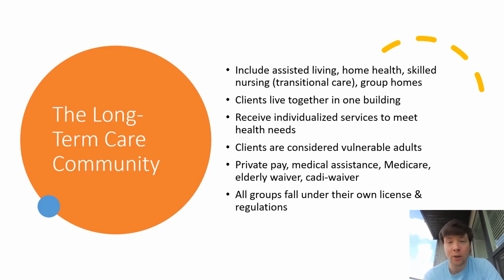Medicare will pay for short-term transitional care stays, while medical assistance will pay for the lifelong care of those who are otherwise unable to afford services in the skilled nursing setting. Elderly waiver will cover those in assisted living who cannot pay privately. CADI waiver is meant for individuals who are younger and disabled. All settings have their own regulations that need to be followed. Nursing homes, assisted livings, and group homes carry separate licensure. In the next slide, we'll discuss how these clients, mainly skilled nursing and assisted living, are affected by other healthcare stakeholders.